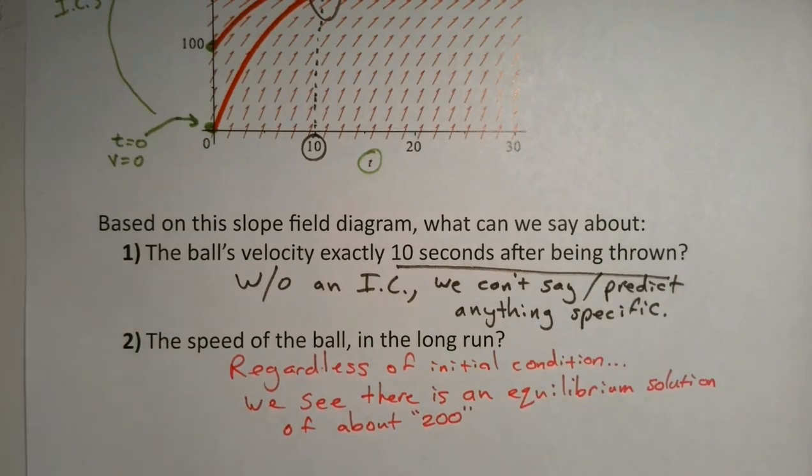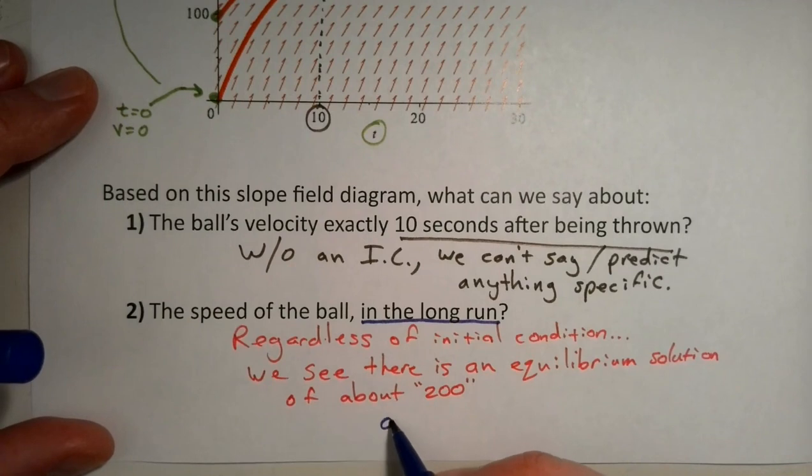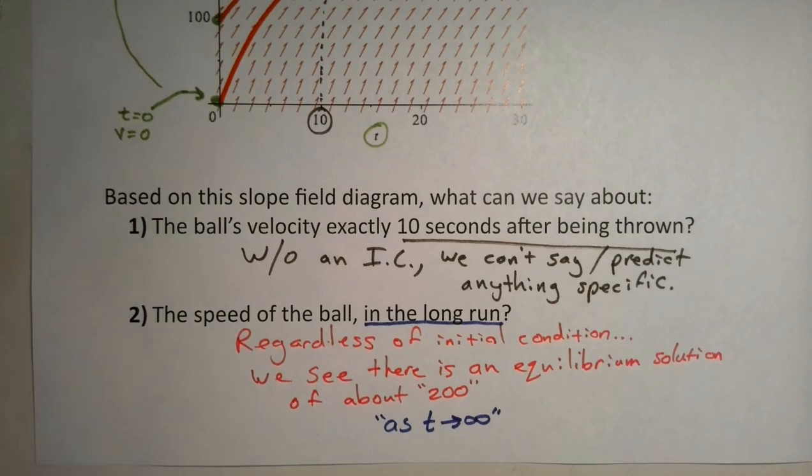And again, this is a limit argument. We're saying in the long run, and what we really mean is what's the limit as t approaches infinity. This phrase right here, in the long run, is code for as t approaches infinity, right? And we can see what's happening. As t approaches infinity, we expect the velocity to approach about 200.